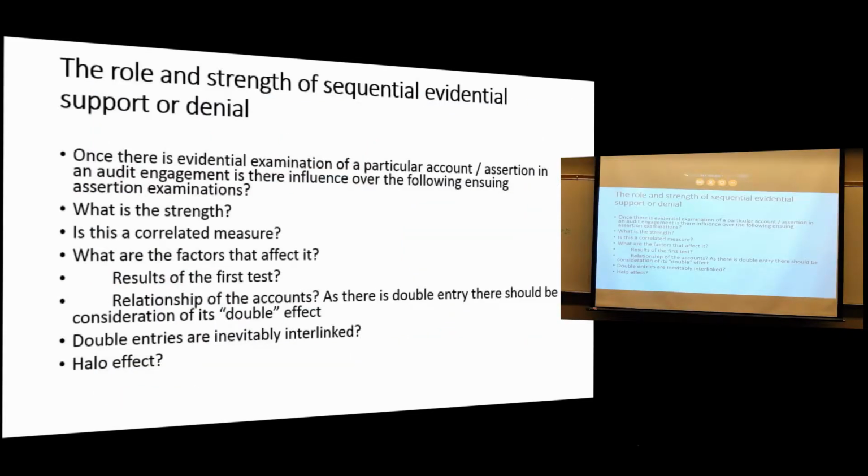And the basic question here is, by doing a complete audit of one particular account, how can you reduce the amount of auditing that you do on the other ones, because you already did some validation? It's a question, it's not answer. This is a question. So let's talk a little bit about this, implications of this. The role and strength of sequential evidential support or denial.